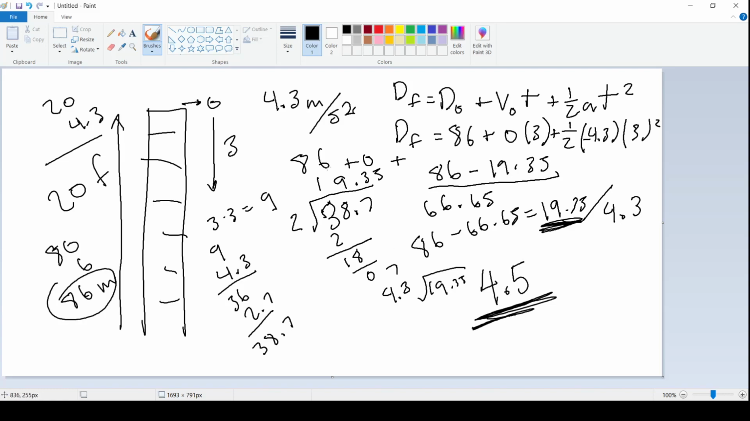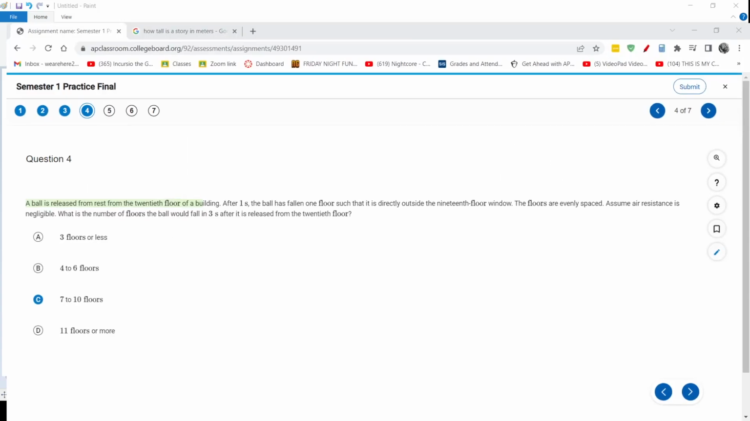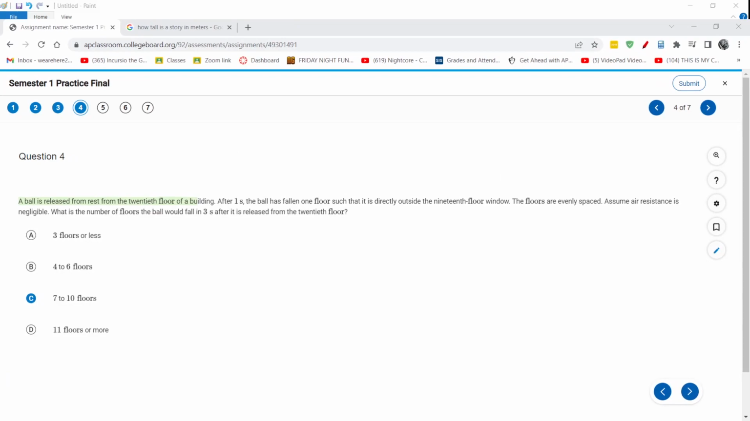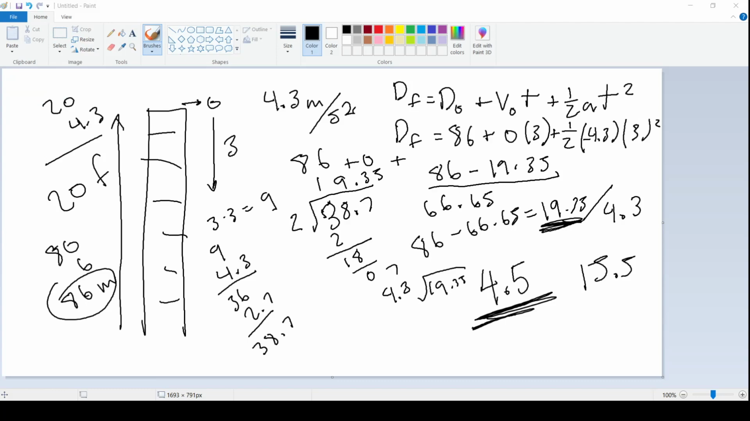It did not fall 4.5 in 3 seconds. It fell 1 floor in 1 second, which is 4.5 meters. It can be between 3 floors and 0 floors. Why is this cord over here? It can be between 3 floors and 6 floors and 7 floors and 11 floors. Wrong. It can't. It's not how it works.